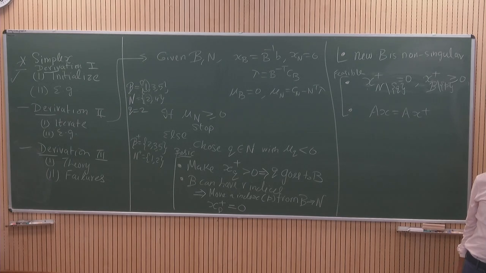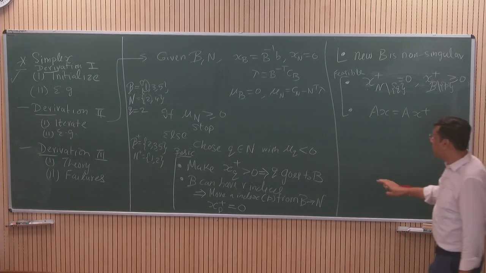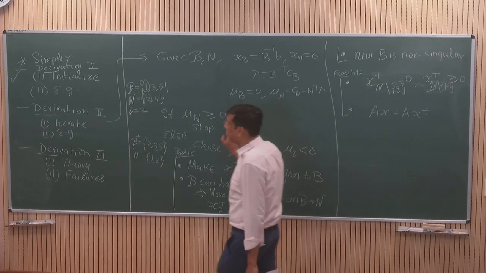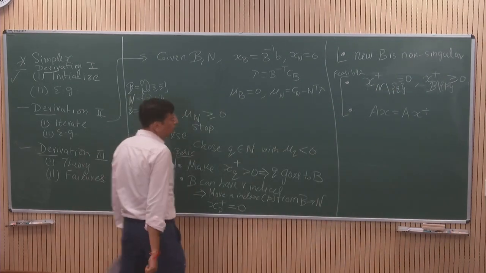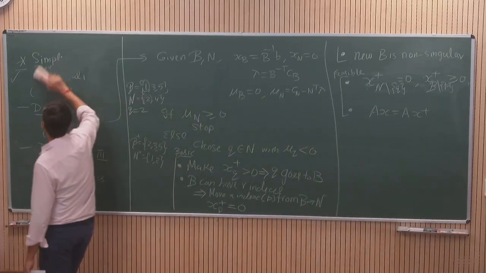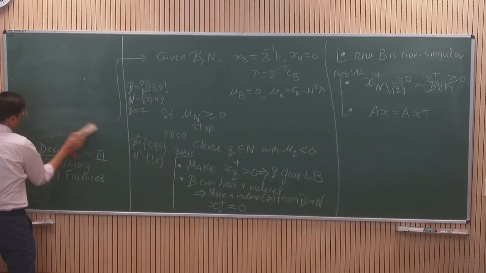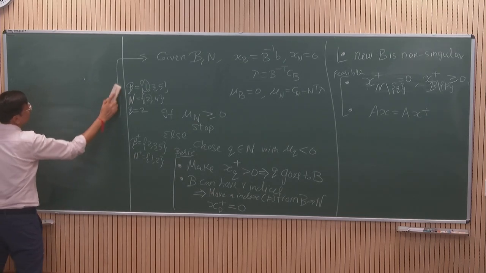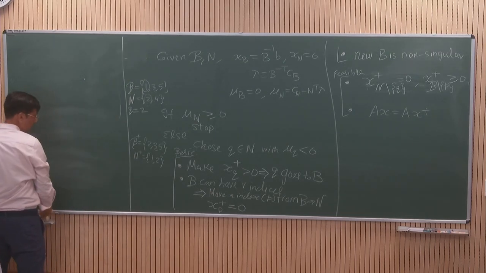Everybody with me? I was at one basic feasible point. By doing this little change, I went to the next basic feasible point. Yes or no? Now what we'll do is make this concrete. Whatever I have written, I'll keep on the board and we'll make this more explicit. What more explicit? How to choose xq plus, how to ensure all of this.